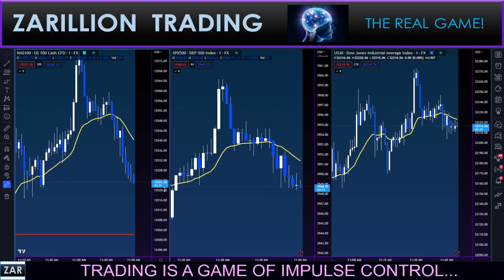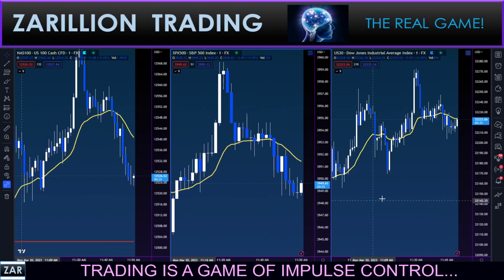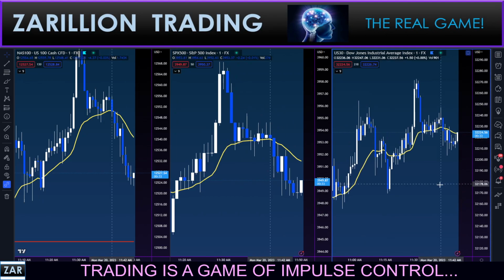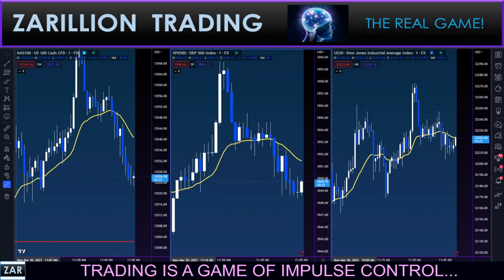NASDAQ leading the charge here to the downside. So I might have taken the wrong one. But from a structural standpoint, at the time of entry, this one made more sense. It's the 15-minute chart we're on, by the way.